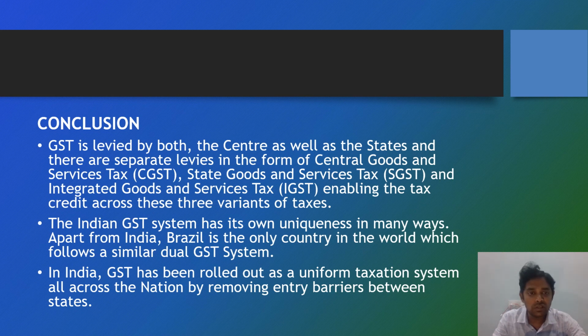Conclusion: GST is levied by both the center as well as states, and there are separate levies in the form of central GST, state GST, and integrated GST, enabling tax credit across these three variants of taxes. Indian GST system has its own uniqueness in many ways. Apart from India, Brazil is the only country in the world which follows a similar dual GST system. In India, GST has been rolled out as a uniform taxation system all across the nation by removing entry barriers between the states.